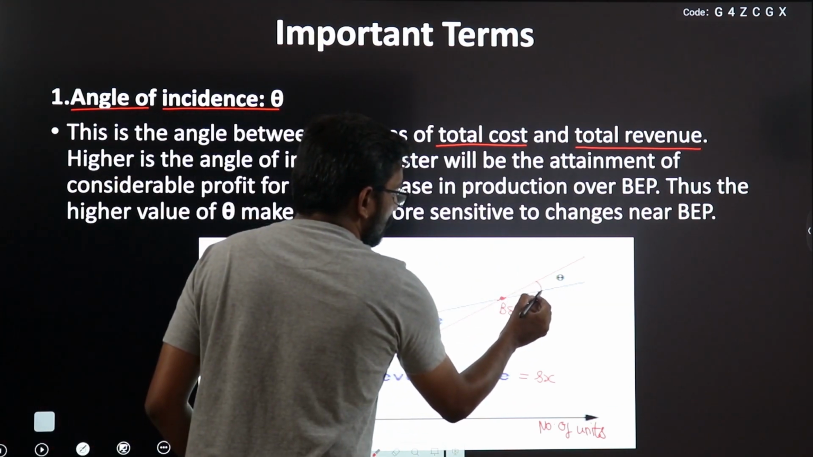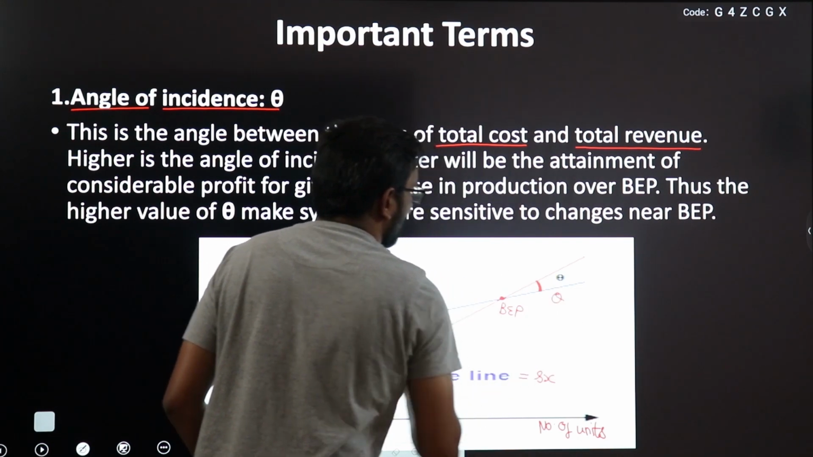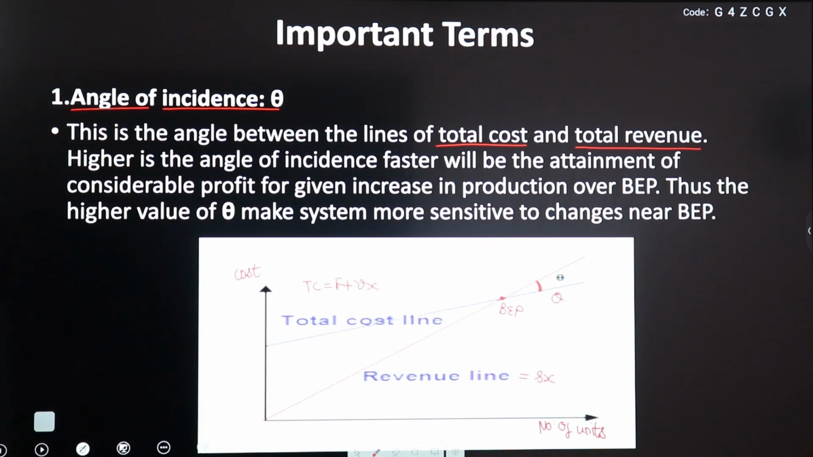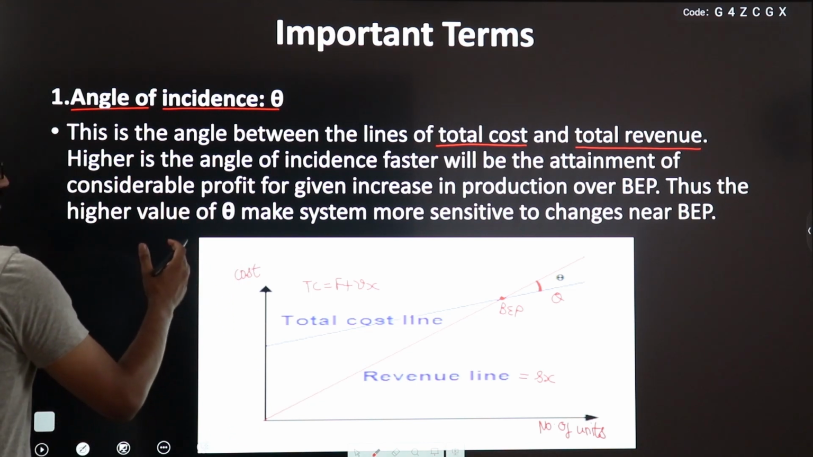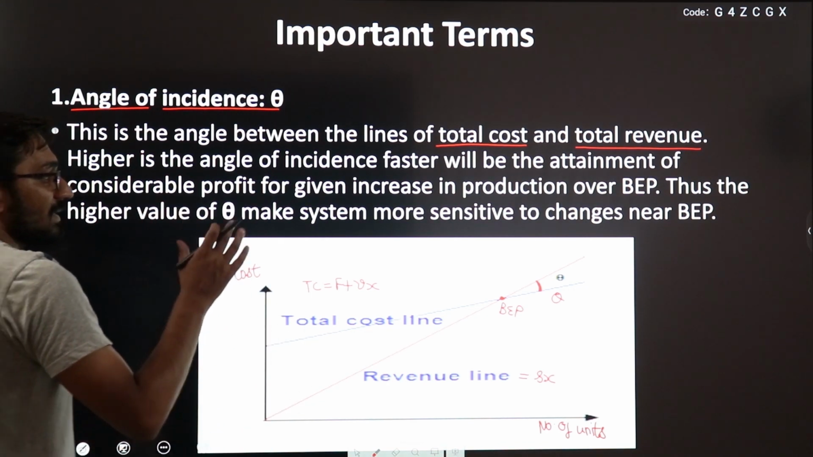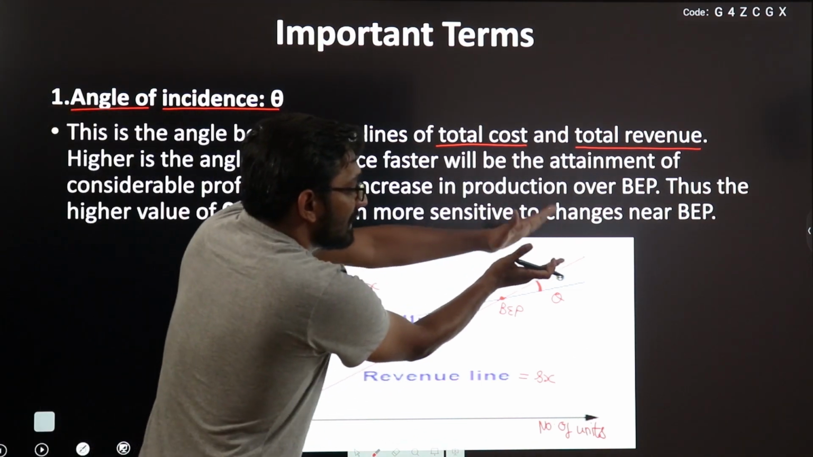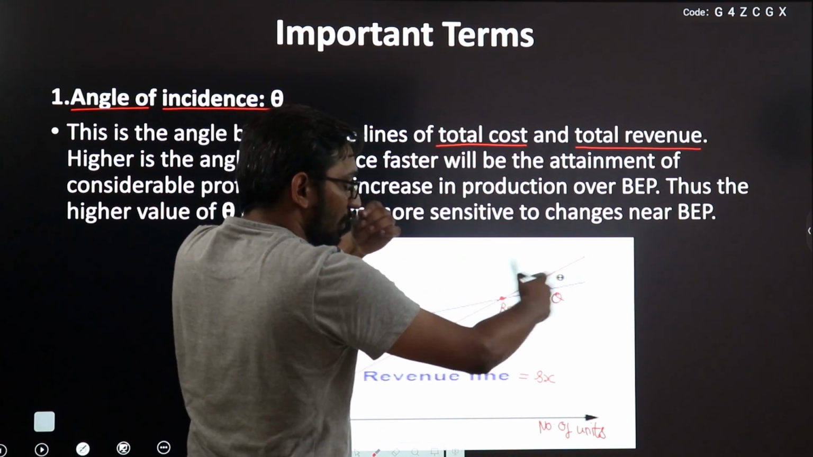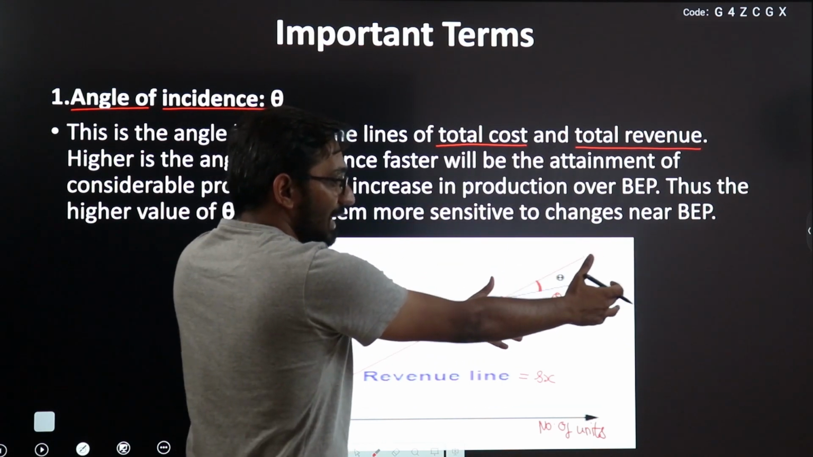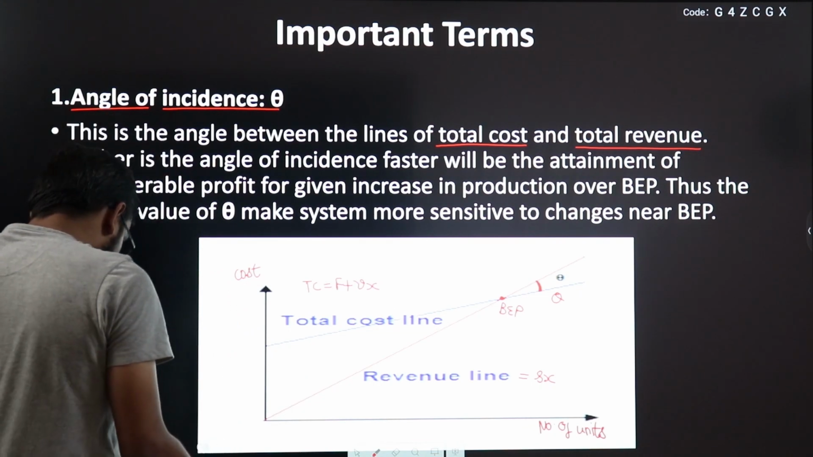So the angle between these two, this angle denoted with the help of theta, is known as the angle of incidence. So we can say that the higher the angle of incidence, the faster will be the attainment of considerable profit for a given increase in production over break even point. So if this theta is more, then for a given unit of production more than this break even point, the increase in the profit will be more, right? So this is basic mathematics.